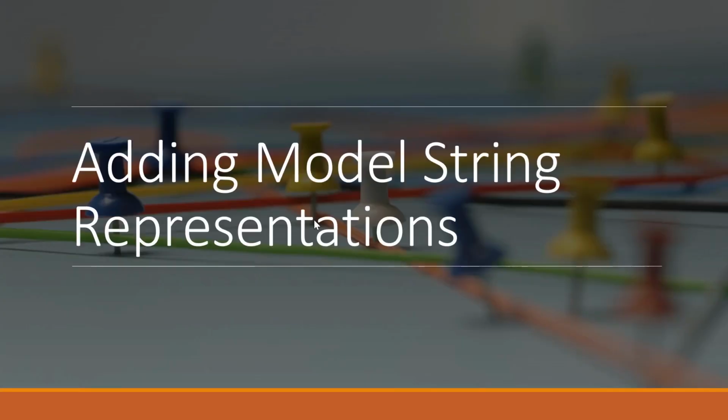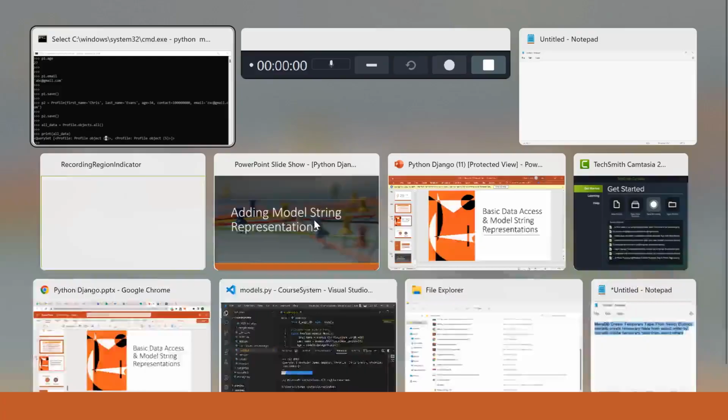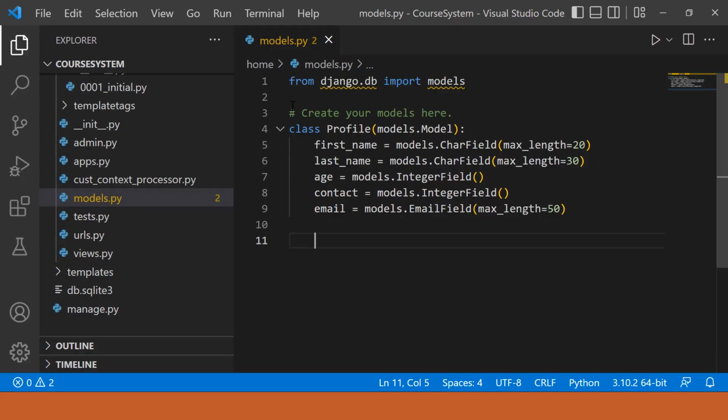This is our second topic, which is about adding a model string representation. By default there is no model string representation in Django. It will always return the Python object with the ID. If we want to change this string representation to something meaningful, we need to use this step. So I will open my project in VS Code. Here I have opened the models.py file in my home application, and here we have created this model Profile.